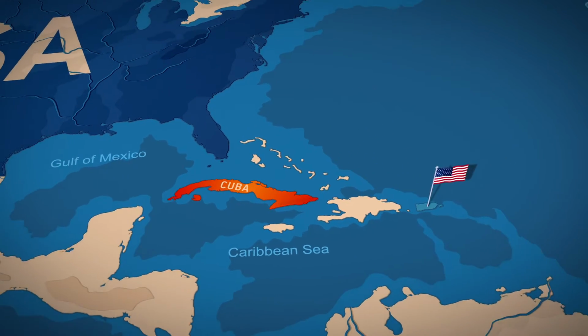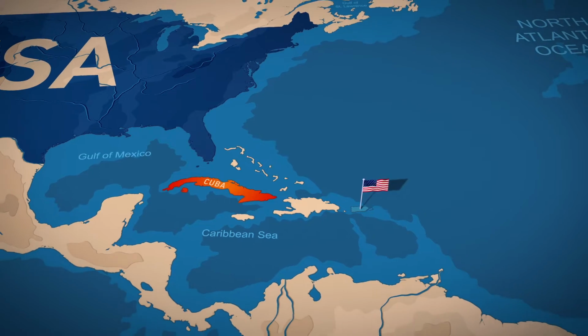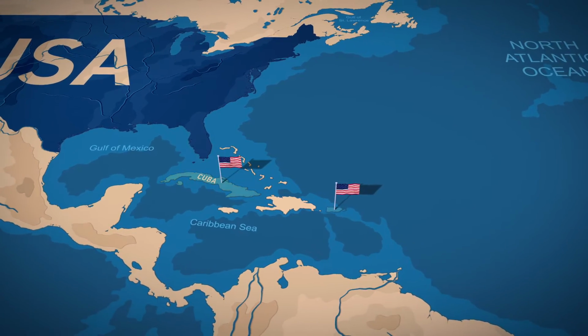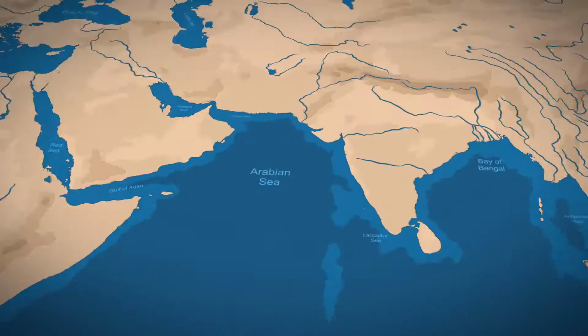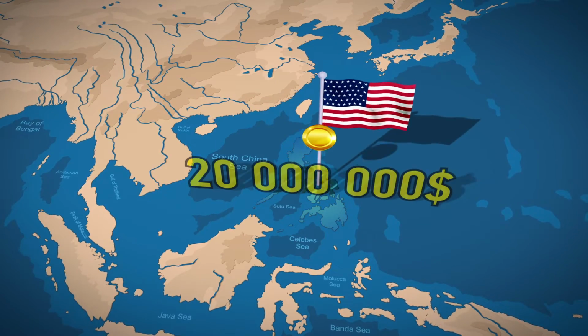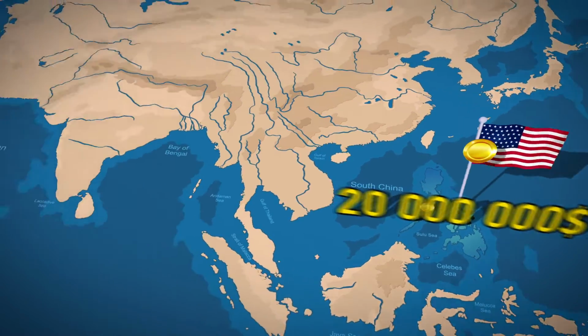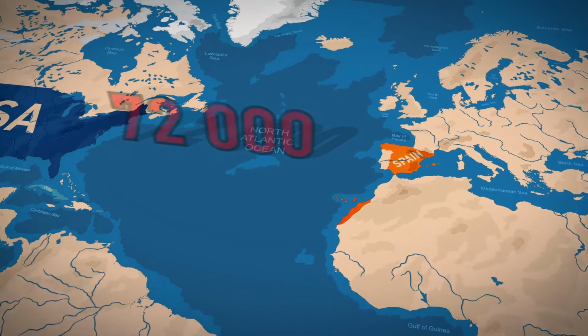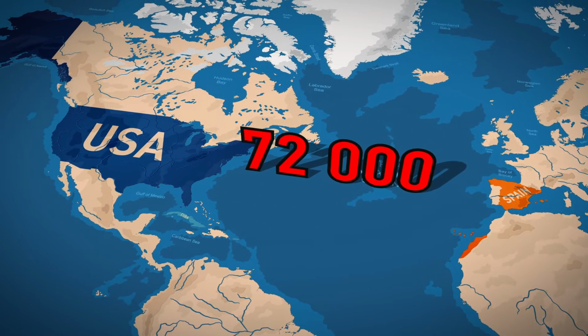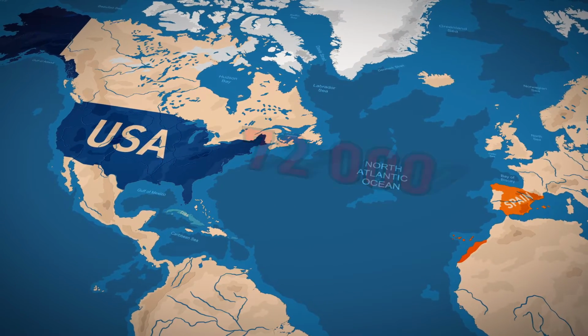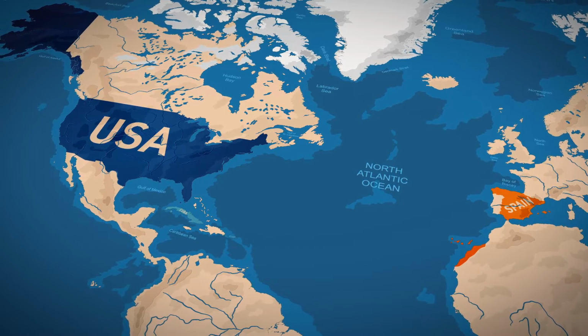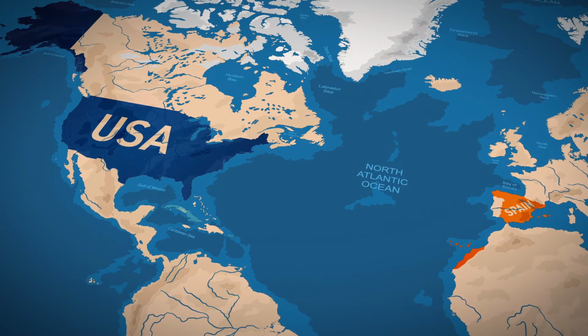The conflict led to the signing of the Treaty of Paris, in which Spain lost Cuba and Puerto Rico. The Philippines were sold to the U.S. for $20 million. The total casualties on both sides were 72,000, mostly Spanish. However, more than 90% of the dead died not from bullets, but from epidemics.